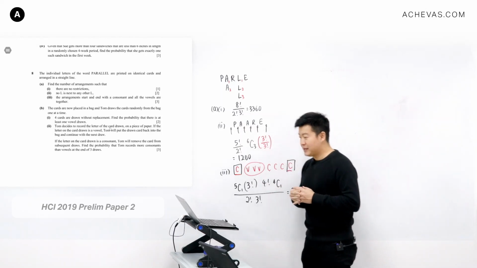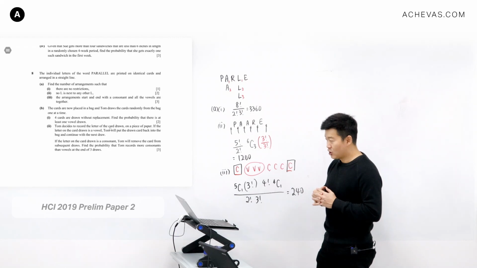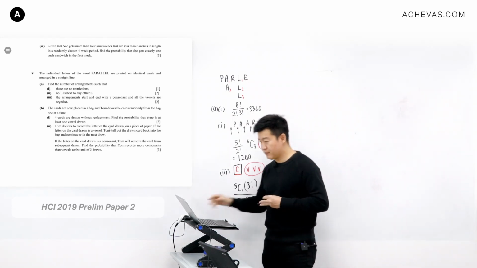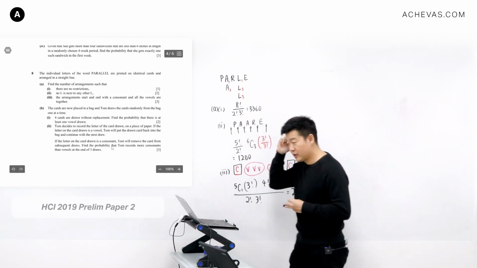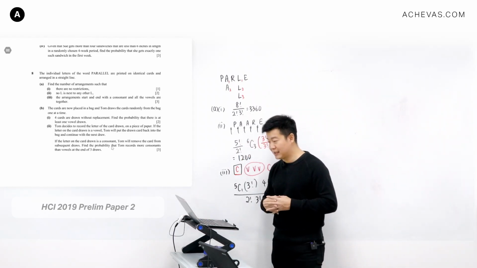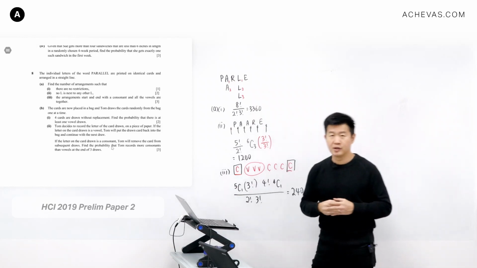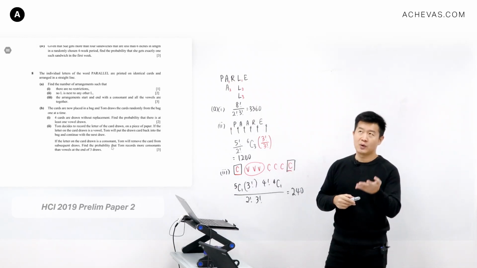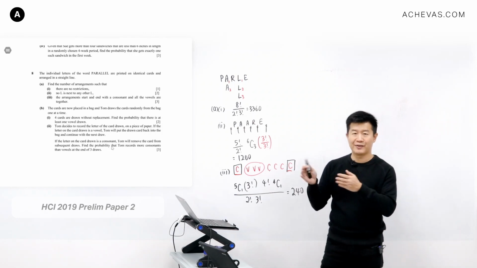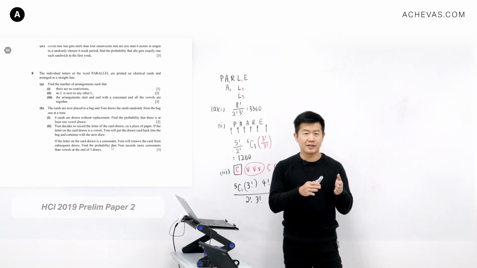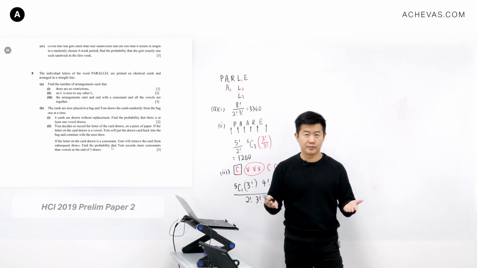The cards are now placed into a bag and Tom is going to be drawing out the card one at a time. Part 1, B part 1. 4 cards are drawn without replacement. I want to find the probability that there is at least one vowel drawn. At least one vowel drawn, it can be 1 vowel drawn, 2 vowels drawn, 3 vowels drawn, 4 vowels drawn. So I have 4 cases. Or I can just take 1 minus no vowels is drawn.